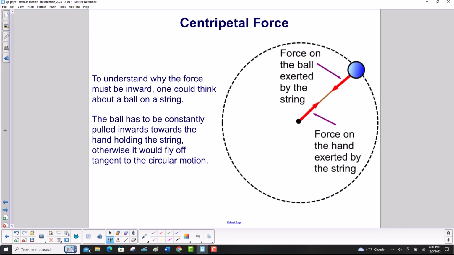To understand why the force must be inward, one could think about a ball on a string. The ball has to be constantly pulled inwards towards the hand holding the string, otherwise it would fly off tangent to the circular motion. So here's the force on the hand exerted by the string, and here's the force on the ball exerted by the string.